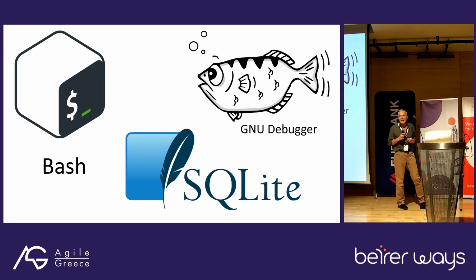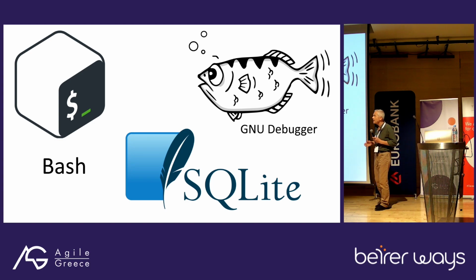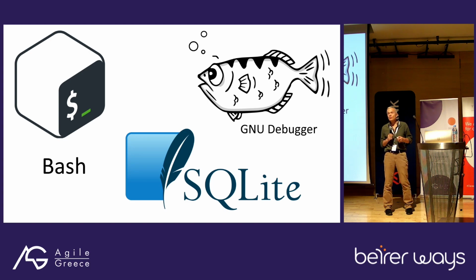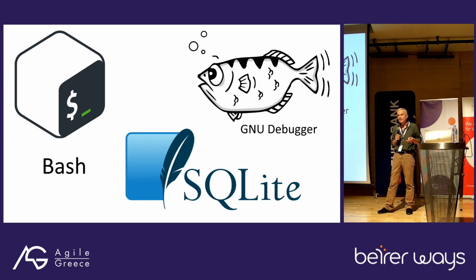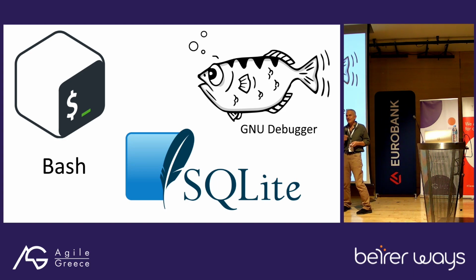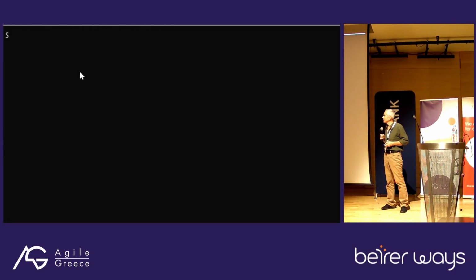So what's ai-cli? It's a library which you can install in your system, and it plugs in directly to tools that use a command line interface, such as Bash, SQLite, or the GNU debugger, allowing you, while you're using the command, to write a prompt in English and get directly the command that you want to execute. Here is an example of it being used.